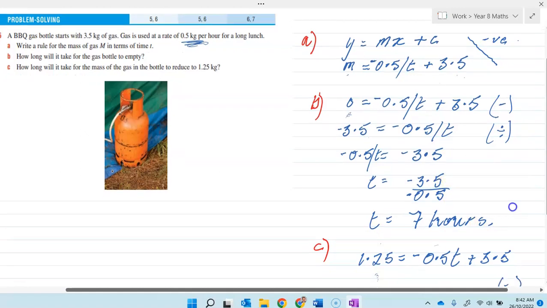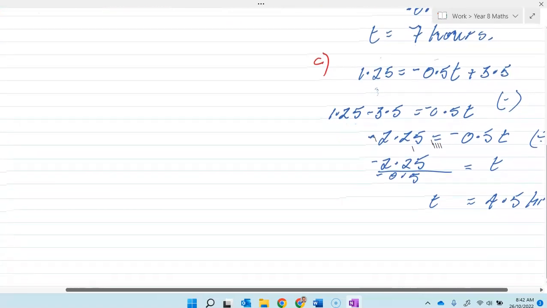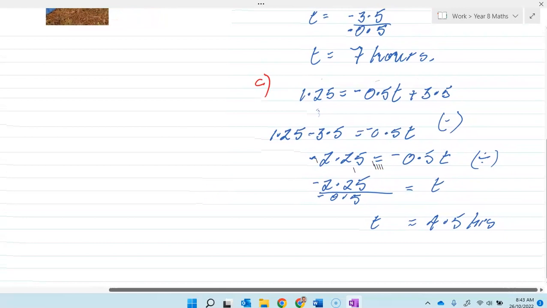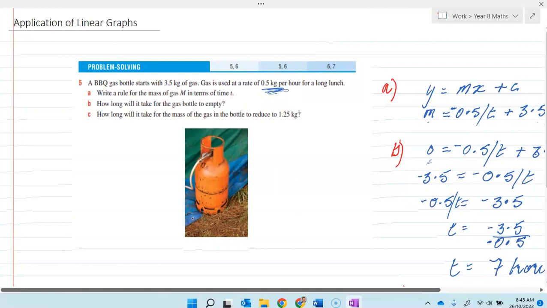Now, how long will it take to get to 1.25 kilos? I'm using the same process. 1.25 equals negative 0.5t plus 3.5. So minus 3.5 from both sides, and I get negative 2.25, and then I divide both sides by negative 0.5, and it takes 4.5 hours to reduce it down to 1.25 kilos.